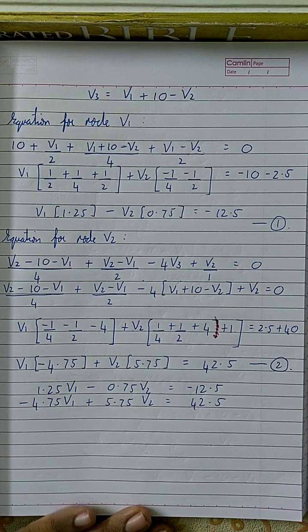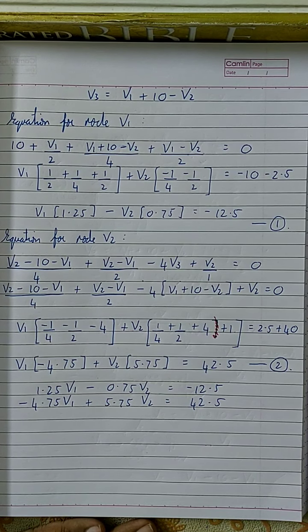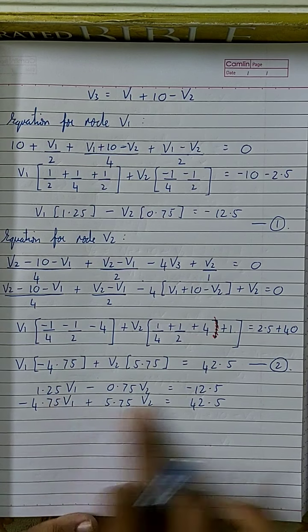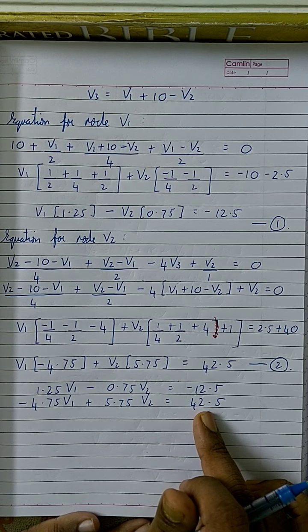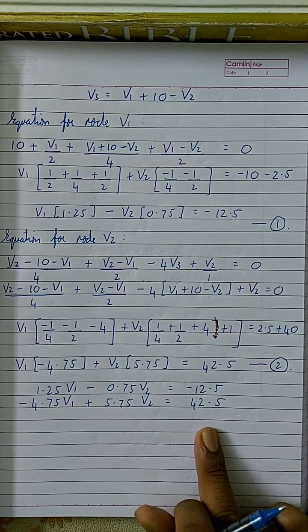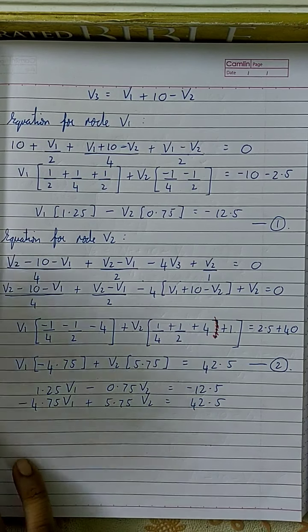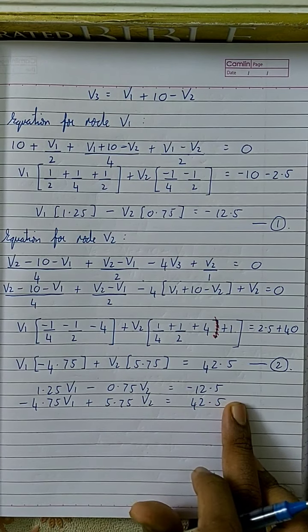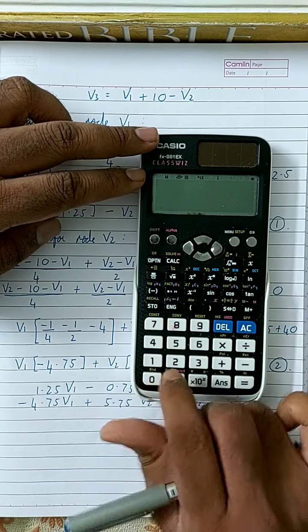Now let me see what magic I can do to make this easier. If you look very carefully, this entire equation is actually divisible by 0.25, right? Yeah, all these are divisible by 0.25. Divide these two equations by 0.25. Let me see what will happen. What is 1.25 by 0.25?